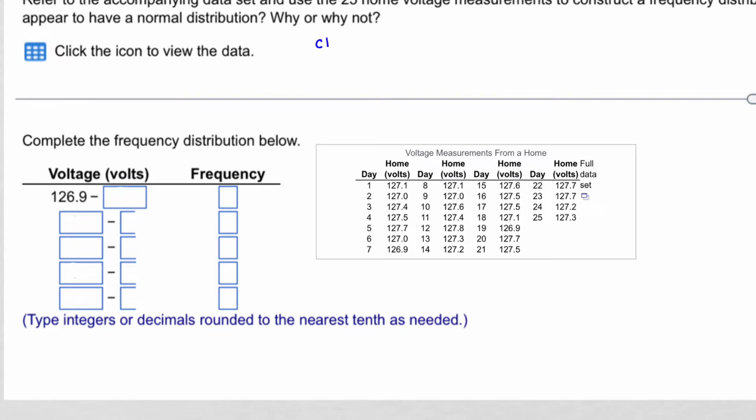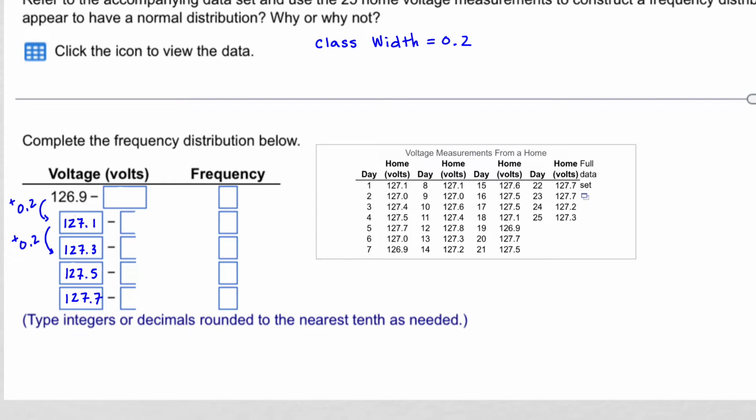So they told us that the class width is 0.2. So that means that we're going to add 0.2 each time we go to the next lower class limit. So this lower class limit is 127.1, and then this is 127.3, 127.5, and 127.7.